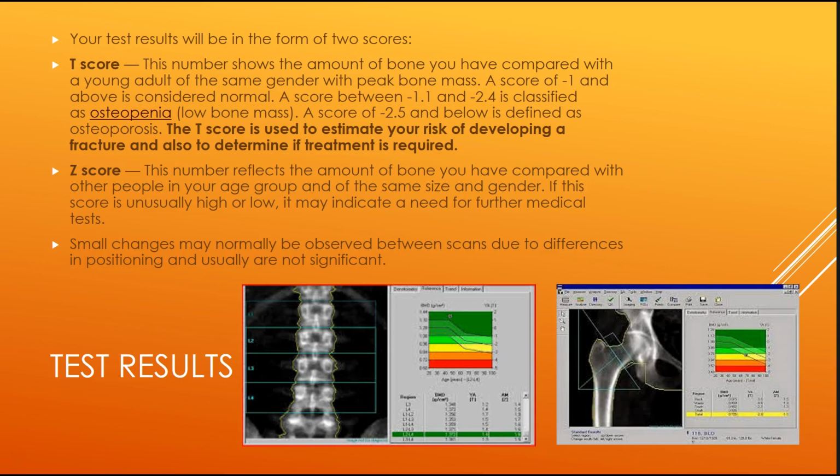A score of -1 or above is considered normal. A score between -1.1 and -2.4 is classified as osteopenia, or low bone mass. This is one step towards osteoporosis. And a score of -2.5 and below is defined as osteoporosis. The T-score is used to estimate the risk of developing a fracture. So it also will be used to determine if you should be on some kind of medication.